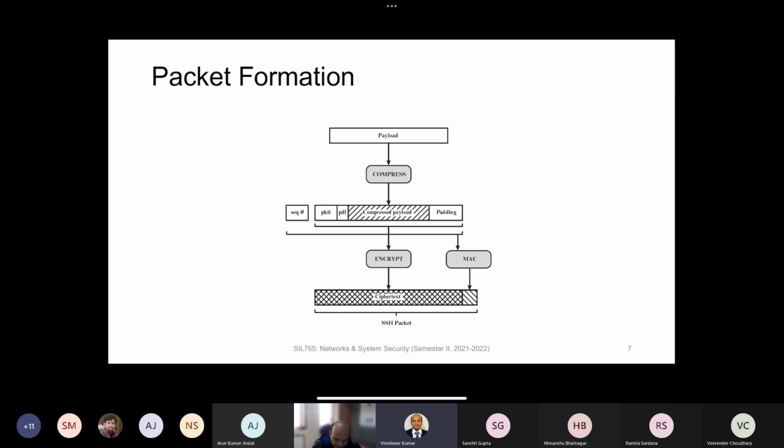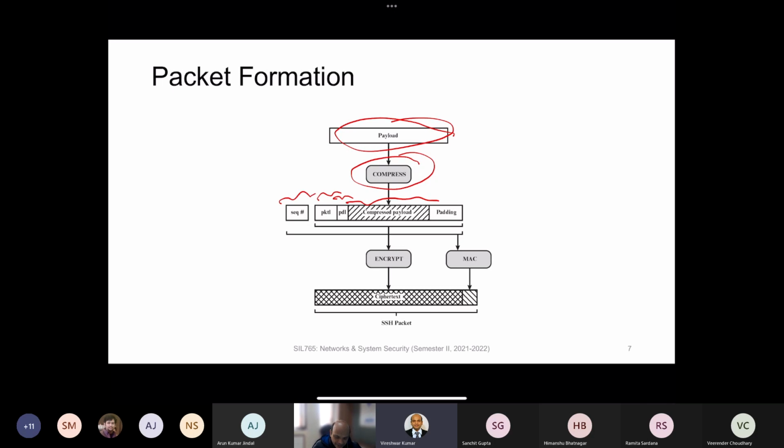This is what we will see here. Once you have a payload, you could compress it. More often you would like to compress the payload before encrypting it. Once you have the compressed load, there are some other things you might need to add. For instance, some padding, the packet length, these kinds of header information, and a sequence number that you would like to add to that particular packet.